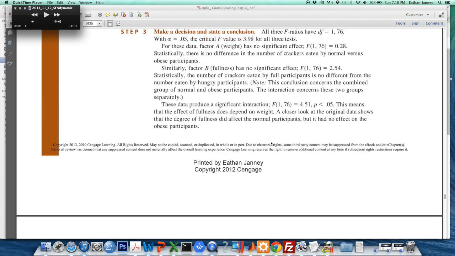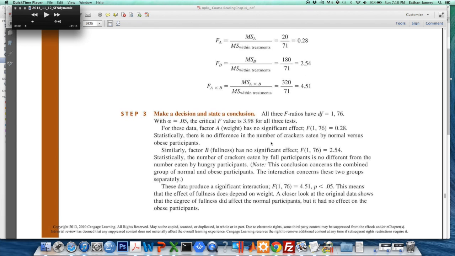And that's all I'm going to go through for this moment, but we can go through how to calculate a two-factor ANOVA problem a little bit more in class.